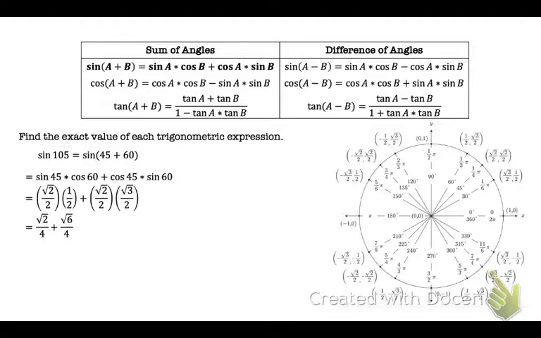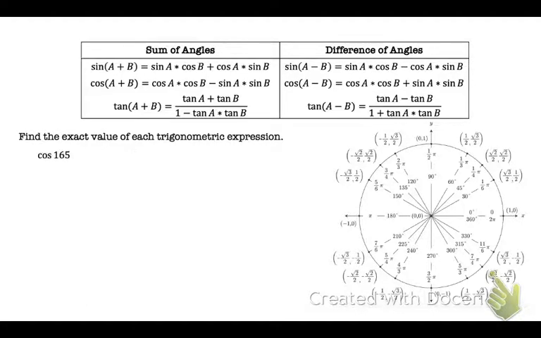That's going to be square root of 2 over 4 plus square root of 6 over 4, which I can make one fraction. That's square root of 2 plus the square root of 6 over 4. So sine of 105 is the same as square root of 2 plus square root of 6 over 4.